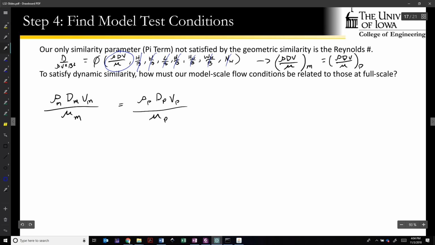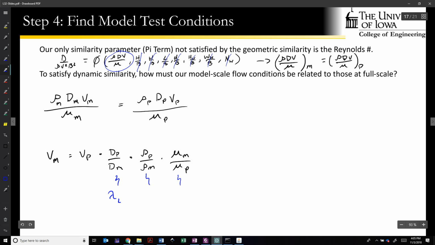What an experimentalist might be most interested in is, how fast does it have to go? What's the velocity? That's usually one of the most important questions you ask as an experimenter. What are the conditions of the test? So let's take a look at that. The velocity of the model can be solved for. The model velocity ends up being the prototype velocity times the ratio dp to dm times the ratio of rho p to rho m times the ratio of mu m to mu p. In other words, here we've got our geometric scale factor.